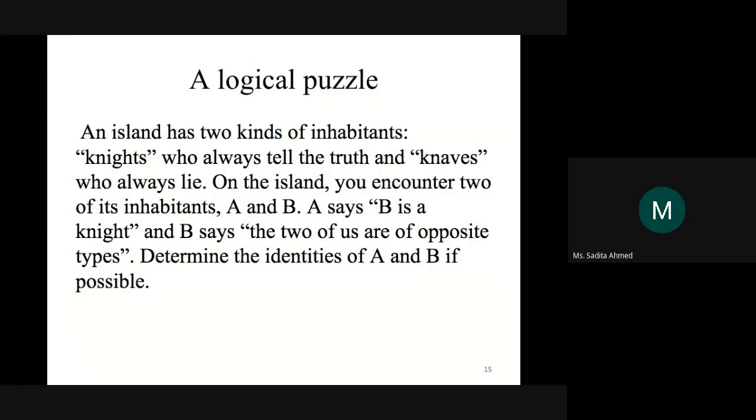Next, let's say the two inhabitants that you encounter have the names A and B. A tells you that B is a knight. A makes the statement that B is a knight. And B tells you that the two of us are of opposite types. Based on this, you would have to find out what is the identity of A and what is the identity of B. So, how do we do this?